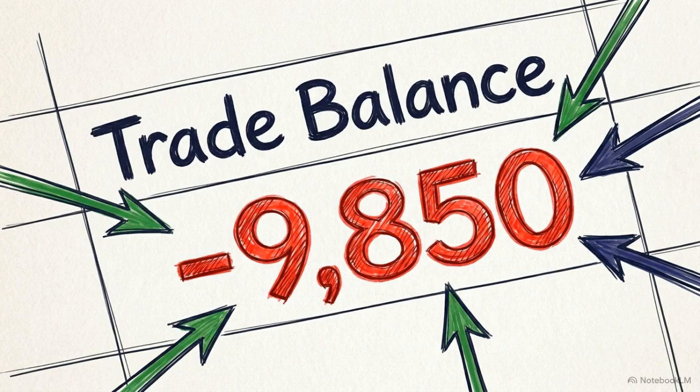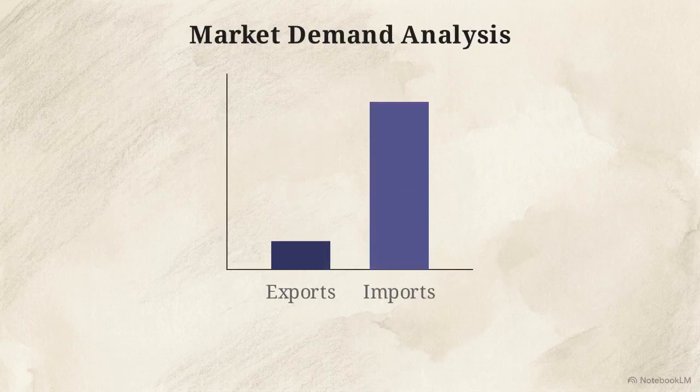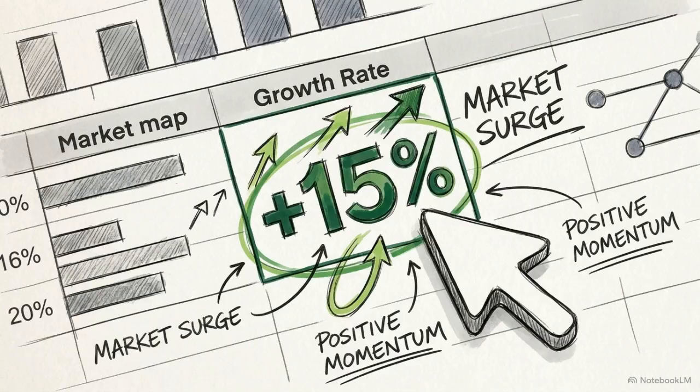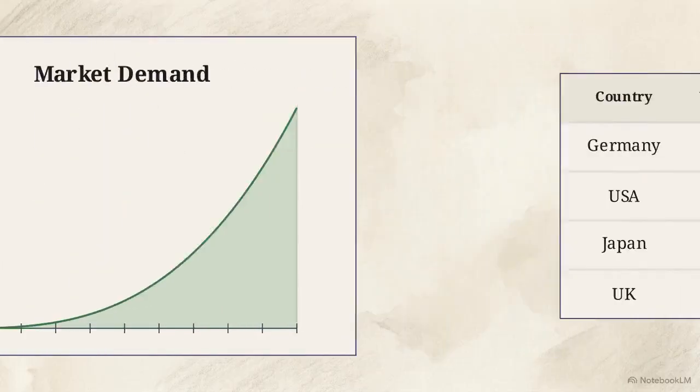It indicates the country runs a deficit for this specific commodity. They are forced to import more than they export to meet their domestic needs. Next, look at the growth rate over the last 5 years. Sustained positive numbers here prove that this market is dynamic. Demand for your product is actively expanding.